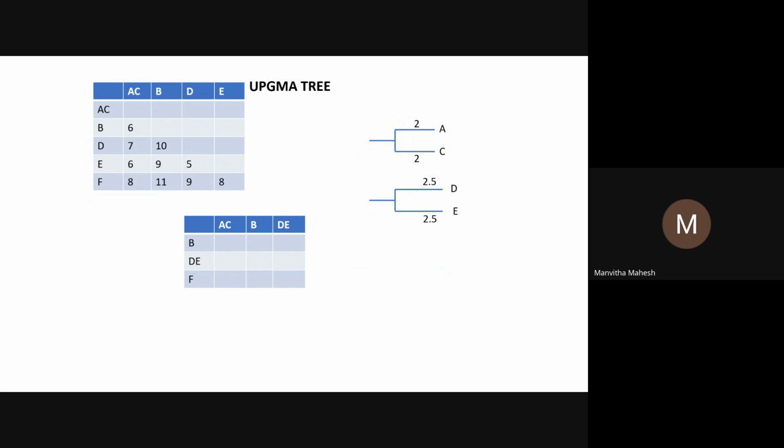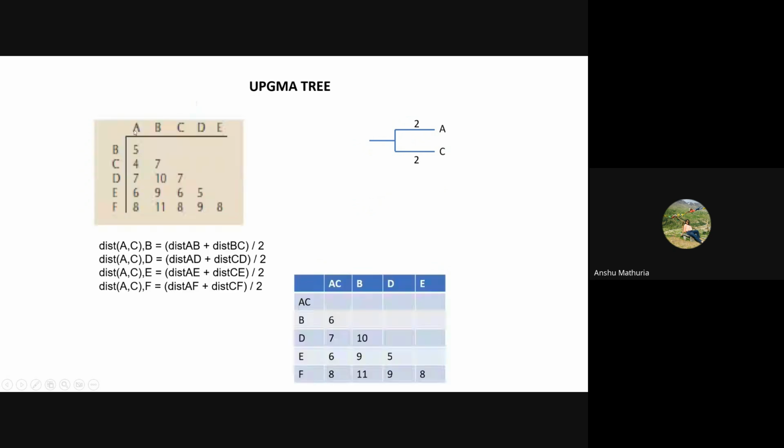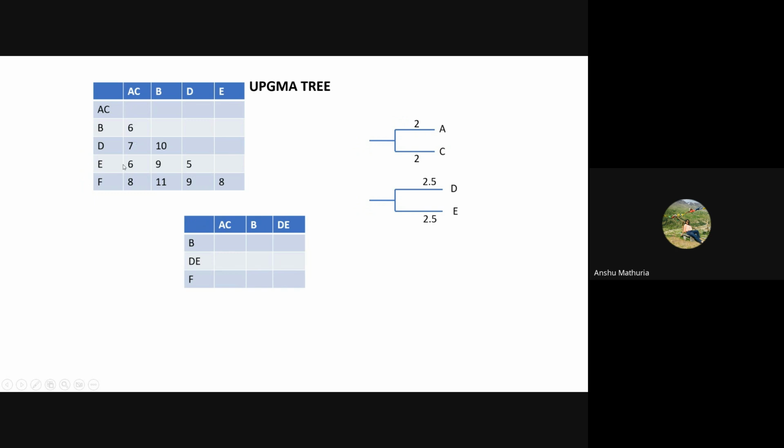No, ma'am. Ma'am, can you repeat it once again? Okay. So initially, for calculating the distance of AC with everything, we calculated the distance of A with B, and then the distance of B with C, right? Similarly, what we will do here is calculate the distance between AC and everything else, and to calculate the distance between DE and F.